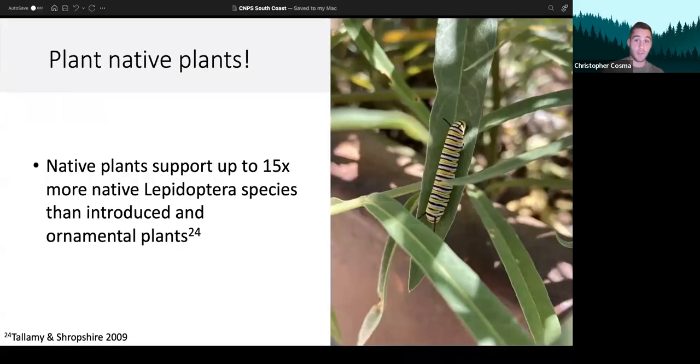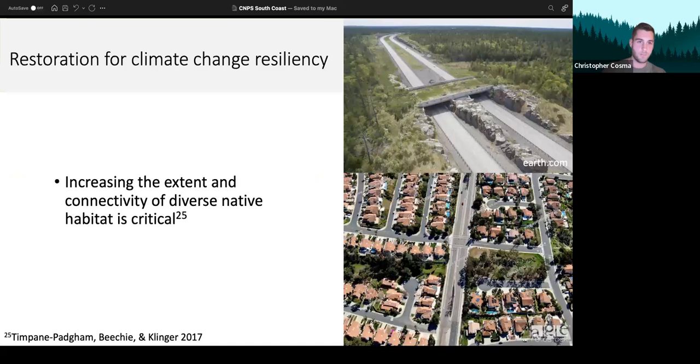And so we know that what we can do to help protect insects is plant native plants, and the monarch has shown us this. Native plants, in fact, support up to 15 times more native Lepidoptera species than introduced ornamental plants that we use in landscaping. And again, this is because of that shared coevolutionary history between our native insects and our native plants.